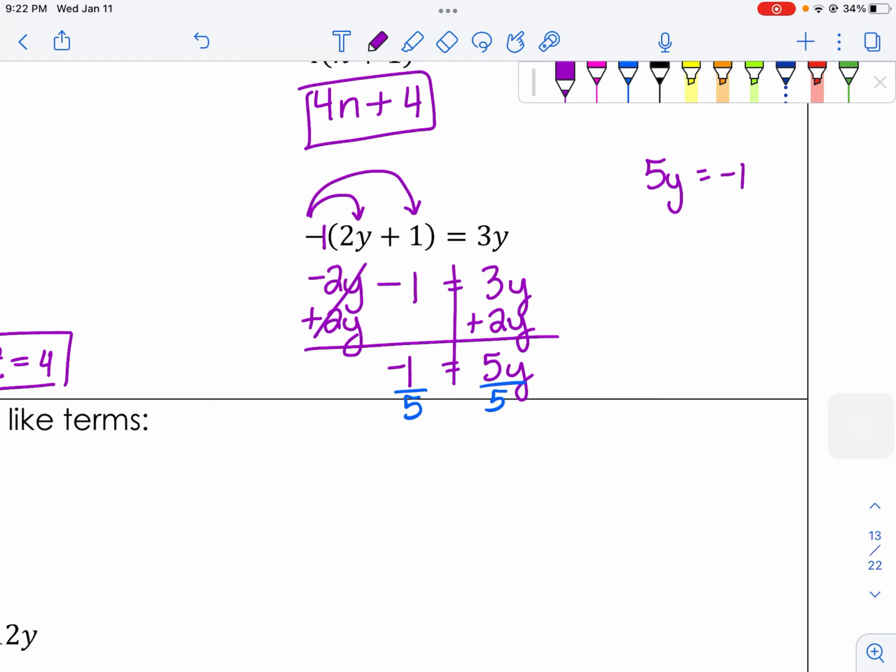Now 1 is not divisible by 5. And so I'm going to leave my answer as a fraction, -1/5. And then 5 divided by 5 is 1. So I get y equals -1/5, or -1/5 equals y.